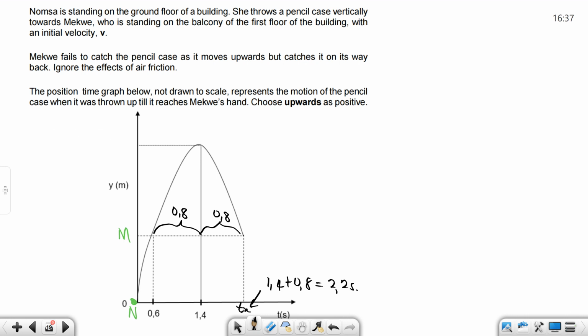Idris, the time it takes to go up is the same time it takes to come down to the same point. So from here to here, 0.8, it has to be 0.8 as well on that side. And that's why we just added 0.8 to give us 2.2. Very tricky. Somebody will just add and want to double that 1.4. All right. Idris, I hope it makes sense now. It is symmetrical.